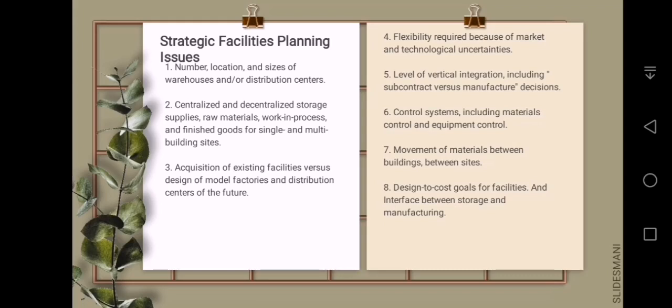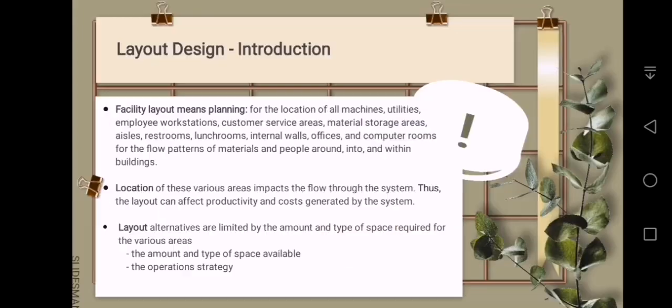Sixth, control systems, including materials control and equipment control. Seventh, movement of materials between buildings and between sites. Last, eighth, design-to-cost goals for facilities and the interface between storage and manufacturing. Next is the layout design.